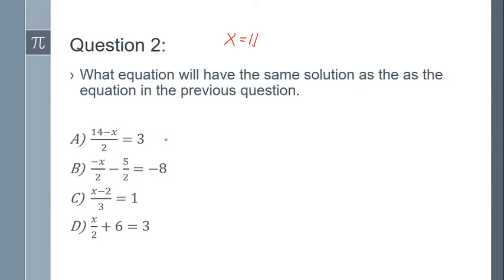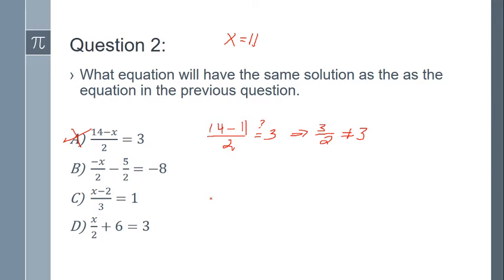So to check if A is correct, I could replace the x with 11 and see if we get a true statement. I'm asking, when I take 14 minus 11 and divide that by 2, do I really get 3? Well, 14 minus 11 is 3 over 2. Wait, 3 halves is not equal to 3. So it's not A.